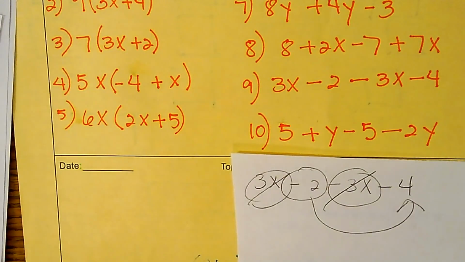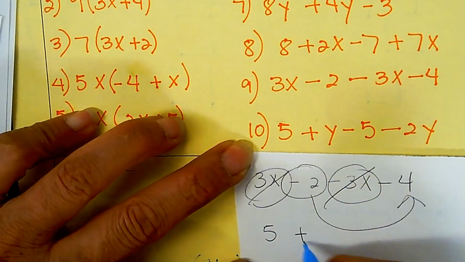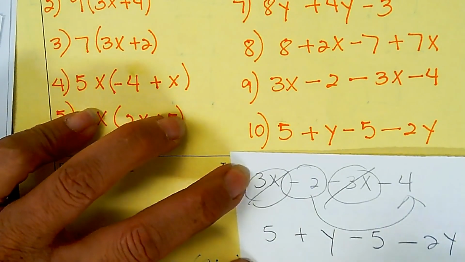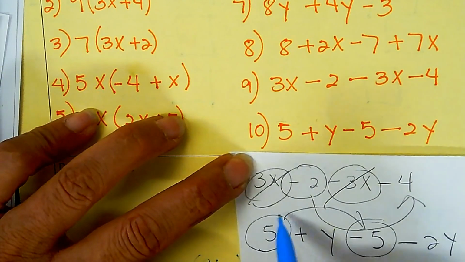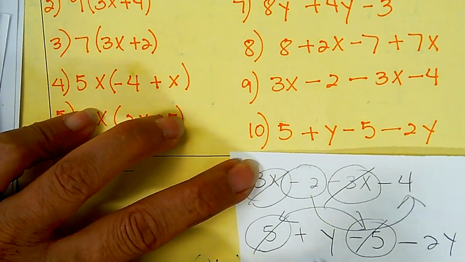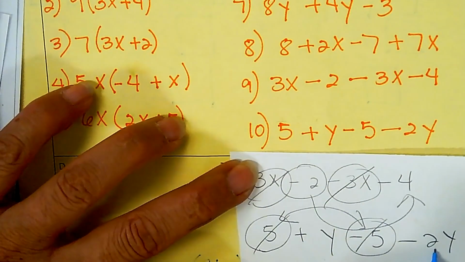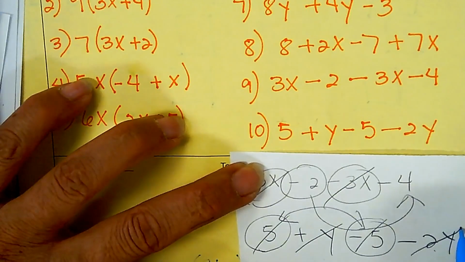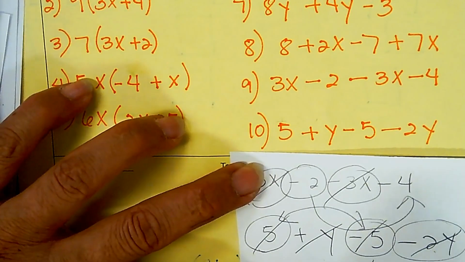No? Okay. Let's just work it out really quick. So 5 plus y minus 5 minus 2y. Our like terms are, start with the 5 and our negative 5. What happens to those? They cancel out. And then we have positive y and a negative 2y. So now we have 1 positive and we take away 2 negative. So we have a negative y.